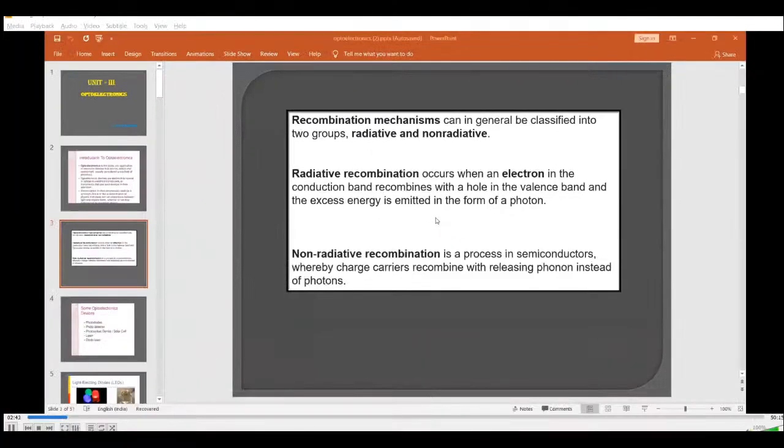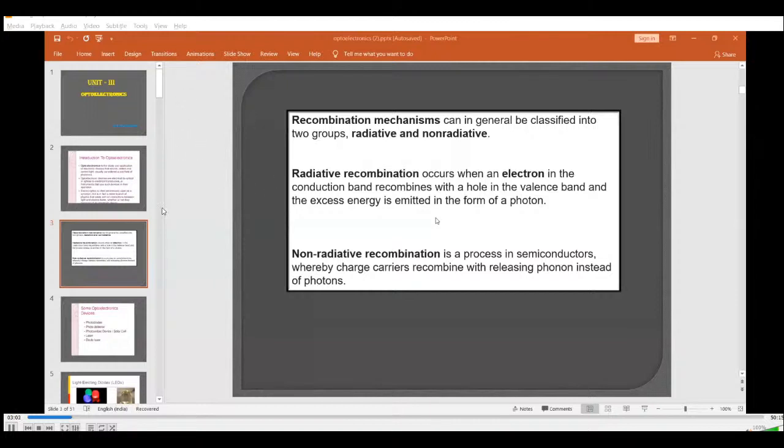I have given you in the theory PDF a differentiation between radiative and non-radiative recombinations. That is a table I have given in the PDF. Please go through it, because this is the only small question in this unit. Only one question is there, so definitely it will be associated with another question. So please go through these definitions. Got it? I have given only 5 points.